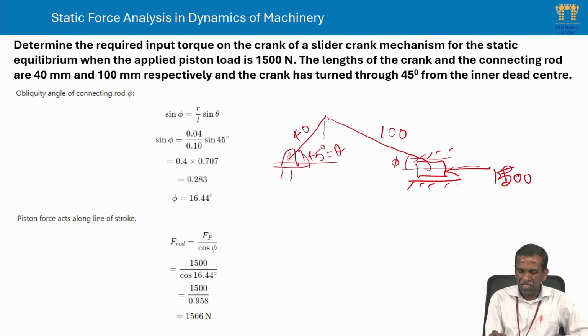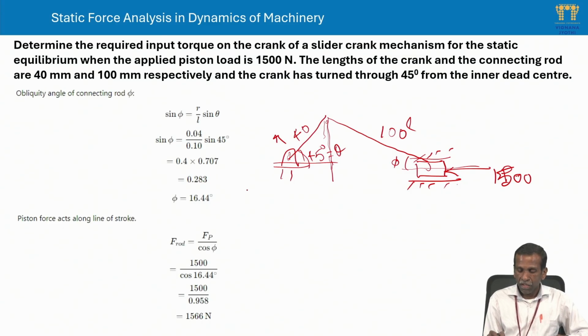You know that this vertical height, the crank is r, and the connecting rod is L in length. L is 100 given, r is 40. So, r sin 45 must be equal to L sin phi. That is the relation used. That's why it is written sin phi equal to r by L sin theta. From the diagram also you can understand this. So, we can find the angle phi, which we are going to get as 16.44 degrees.